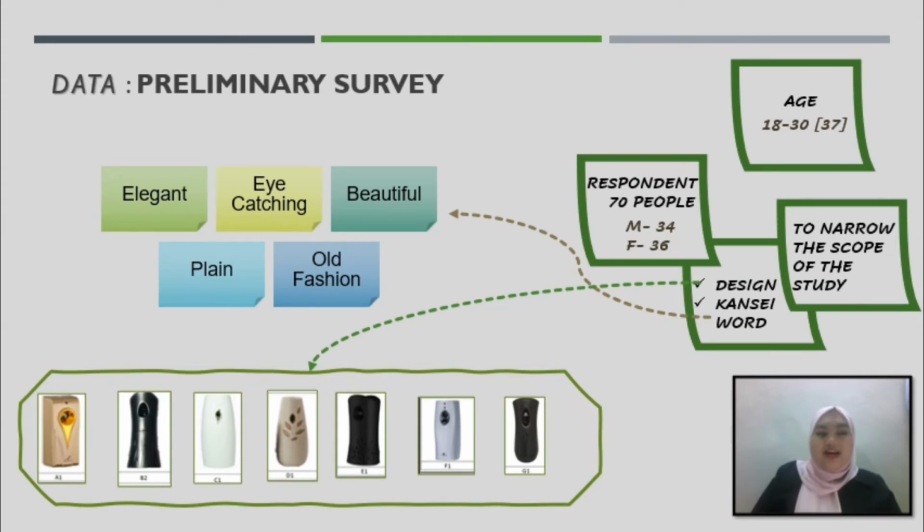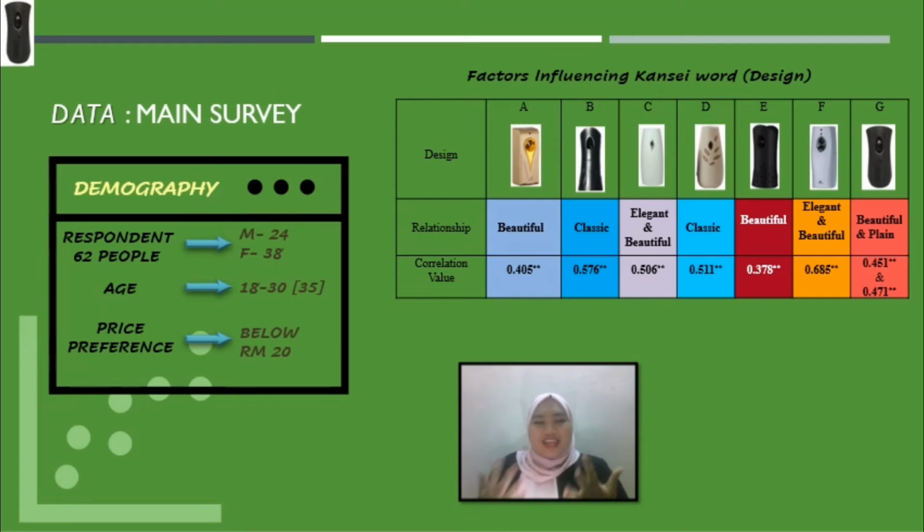This slide shows the data from the preliminary survey, and it shows 17 people responded. The highest age range that responded to this survey is 18 to 30, and the purpose of this data is to narrow down the scope of study. So now we have 5 KANSEI words and 7 designs to proceed to the next stage, which is the main survey.